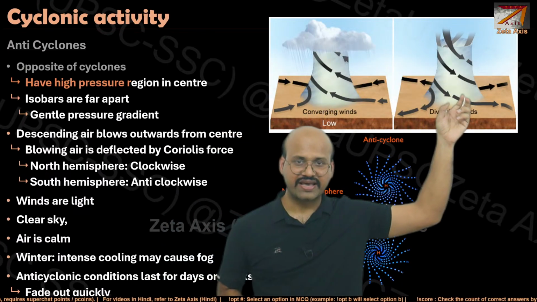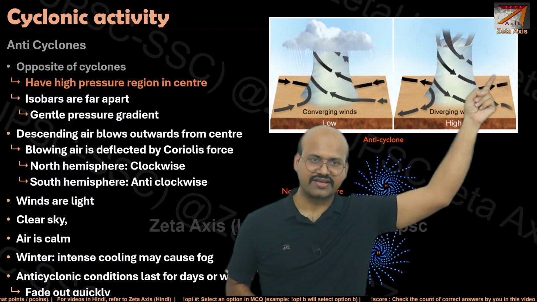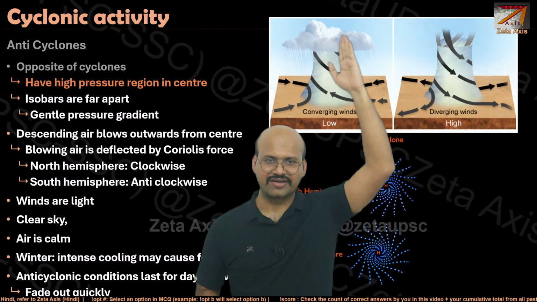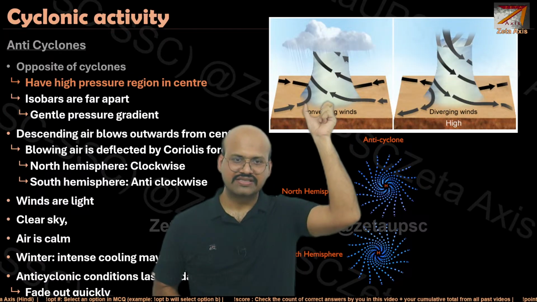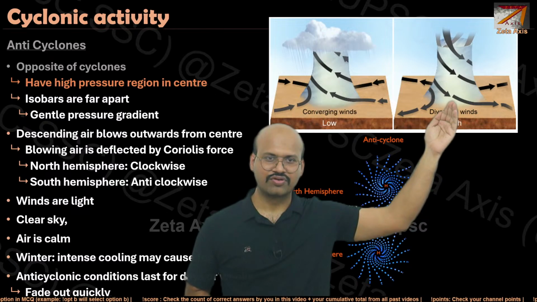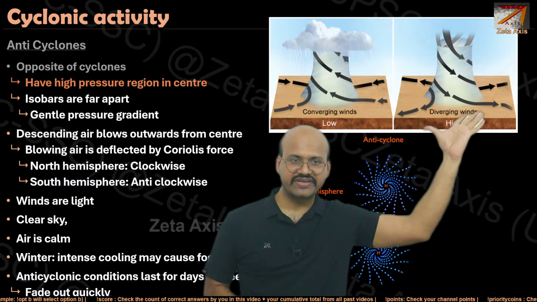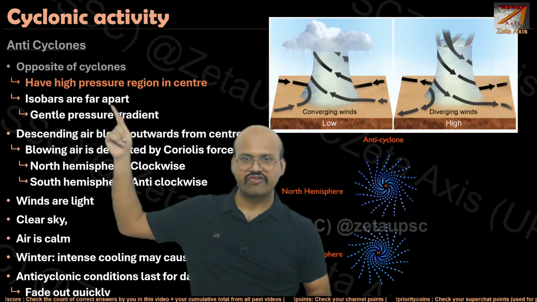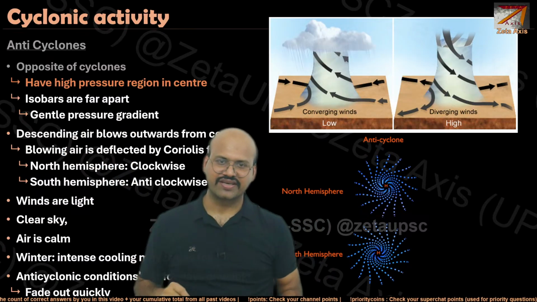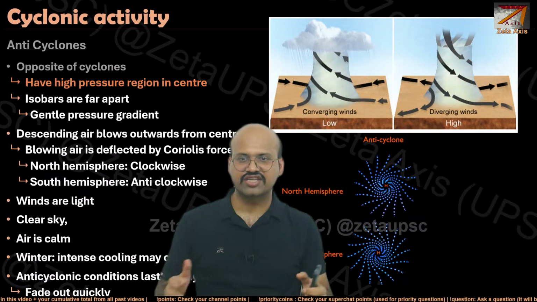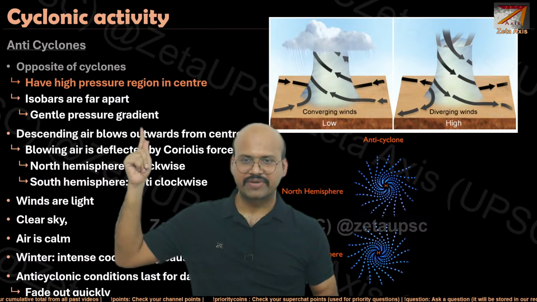Here we can see an example of this where the air is descending, and this is our anticyclone, this is our cyclone where the air is rising up. This is an example of cyclonic wind, while this is an example of anticyclone. So here the air is descending, it is diverging from the region. Isobars are far apart. Isobars are the lines which indicate the regions having the same pressure. So we will see that the pressure gradient is not very high, there is a gentle pressure gradient over here.